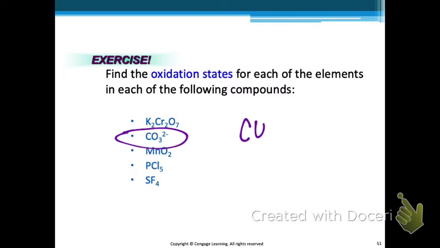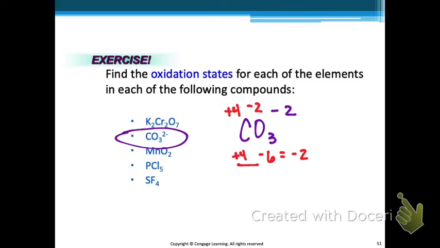Carbonate, CO3 2-. So this one has a full charge now. Our compound has a charge. Oxygen, we said, is -2. That gives me a -6. And so instead of adding them up to 0, I want all my oxidation states to add up to -2. I want them to add up to the charge I was given. So what number has to go there to get that up? And it gives you +4. So carbon is going to be a +4.